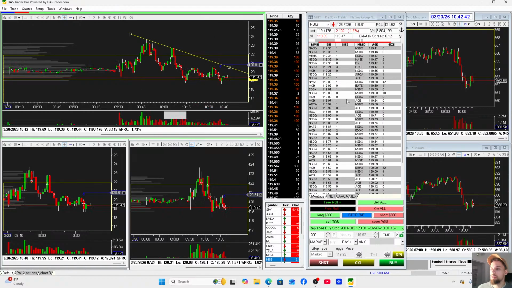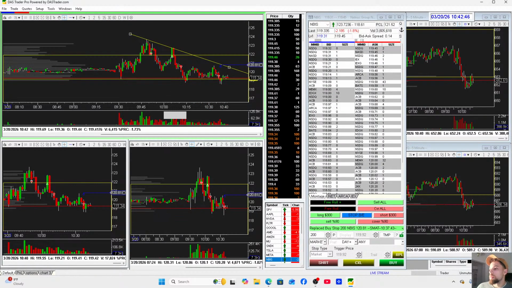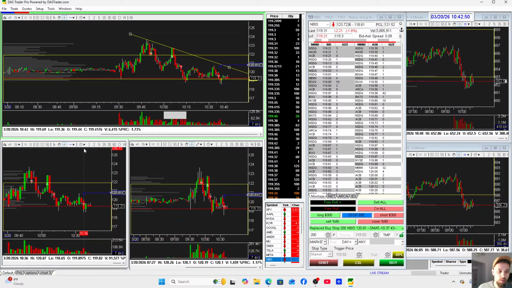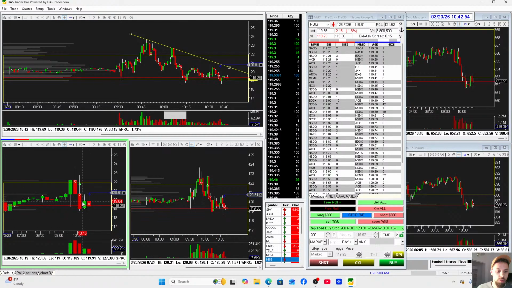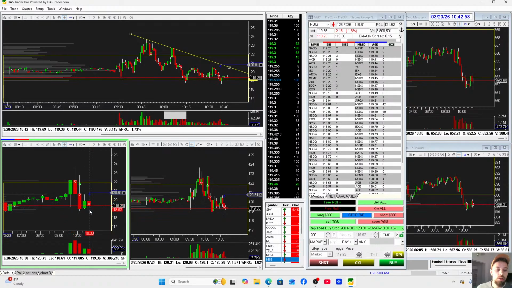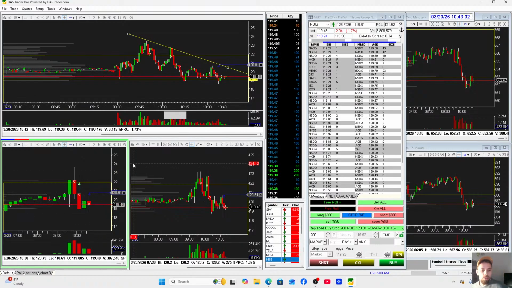This is taking its sweet time. We have 2 minutes until the next 15-minute candle closes. Again, we're looking for an engulfing pattern here. We want to swallow that green candle with 2 red ones. Love to see that. 2 minutes to find out.